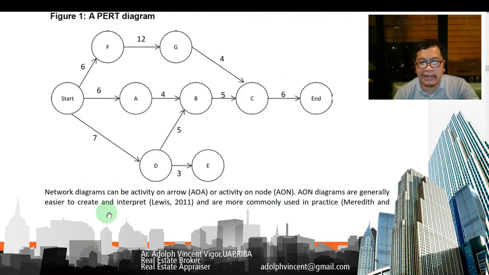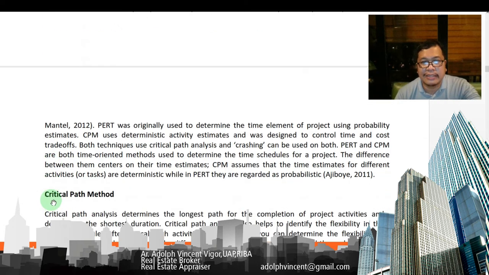Network diagrams can be activity on arrow, or AOA, or activity on node, AON. AON diagrams are generally easier to create and interpret and more commonly used in practice. PERT was originally used to determine the time elements of a project using probability estimates. CPM uses deterministic activity estimates and was designed to control time and cost trade-offs. Both techniques use critical path analysis, and crashing can be used on both.